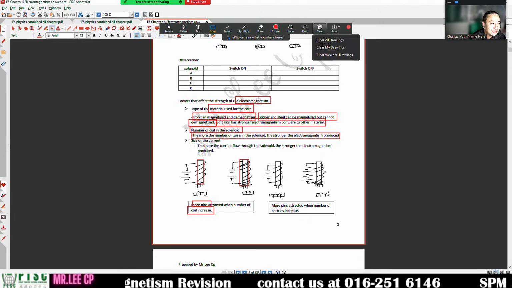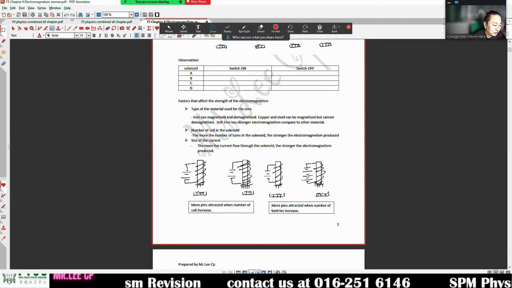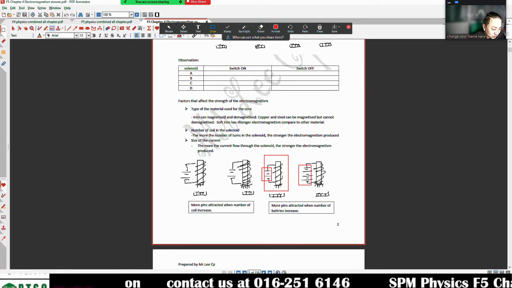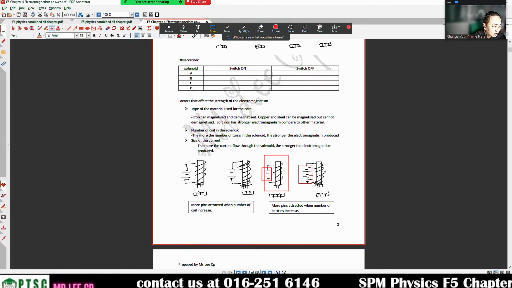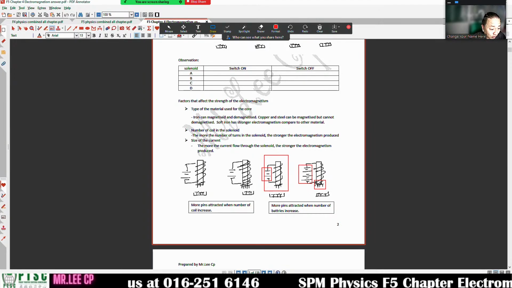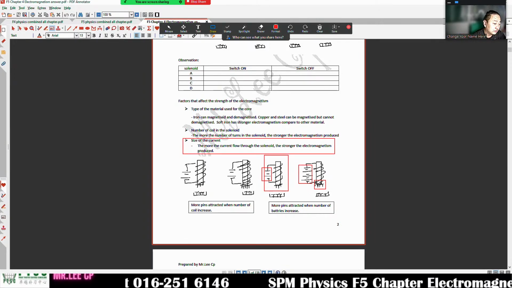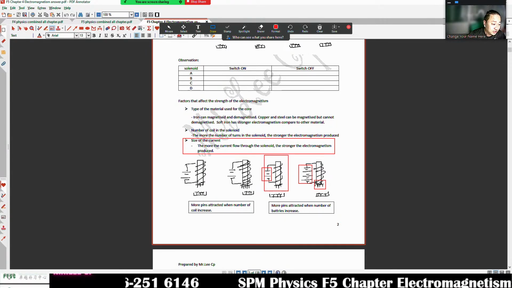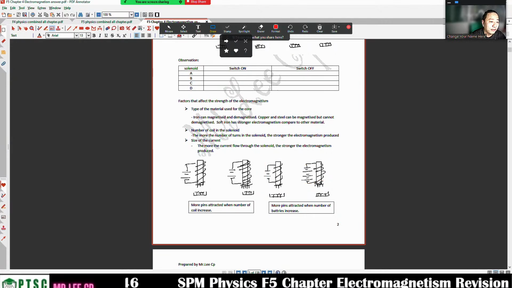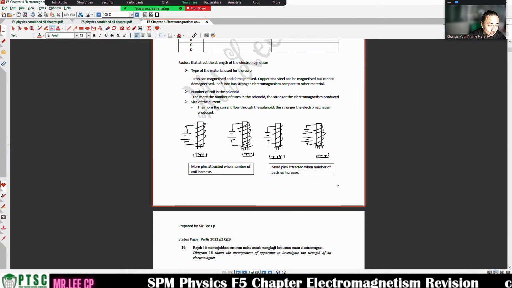And lastly, it is the size of the current. If I use 2 batteries and then 4 batteries here, I find that more pins are attracted. So the size of the current also affects the electromagnetism produced. This is the basic thing that you need to know.